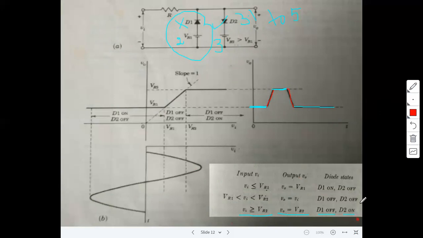This truth table is important. Whenever such circuits exist, remember this one. At one condition, both diodes are off. In the remaining conditions, one diode on, one diode off. Remember. This is the parallel clipper circuit only. Why? Because the diodes are connected in parallel with the input signal.